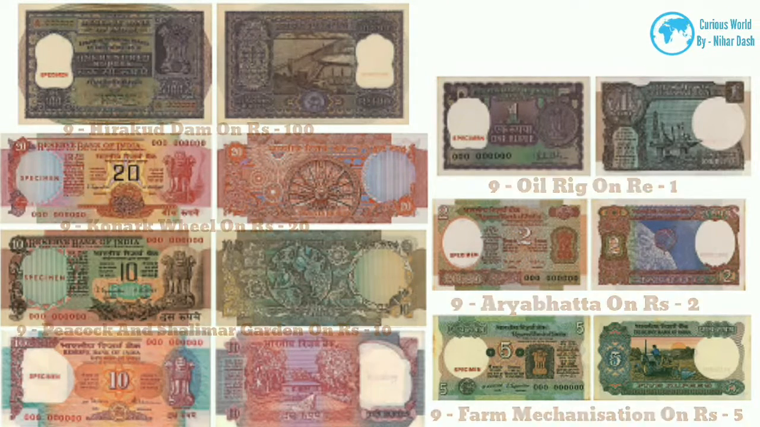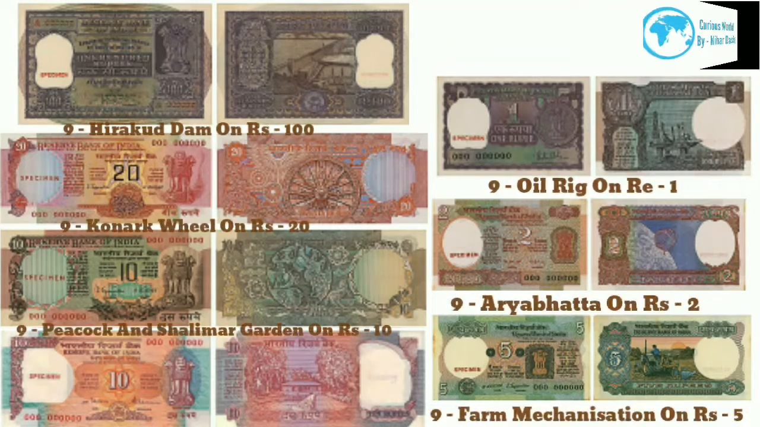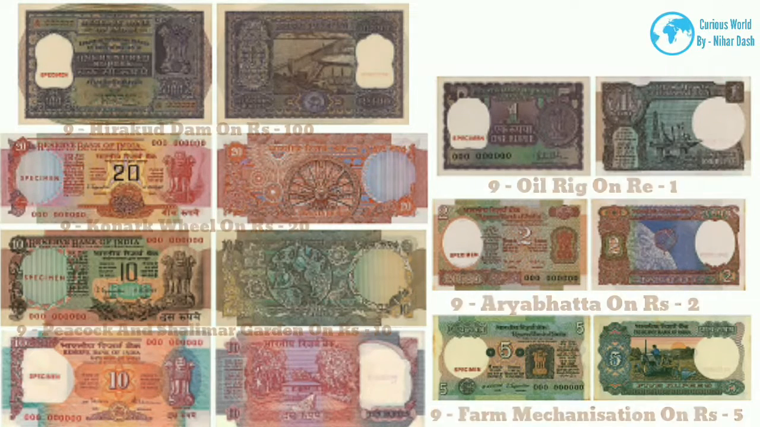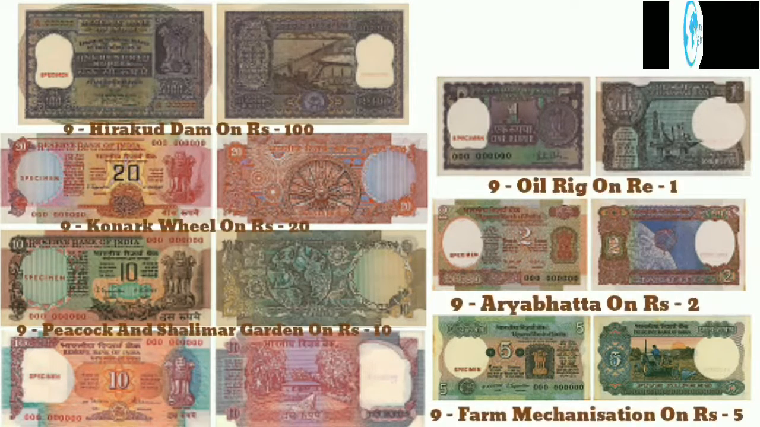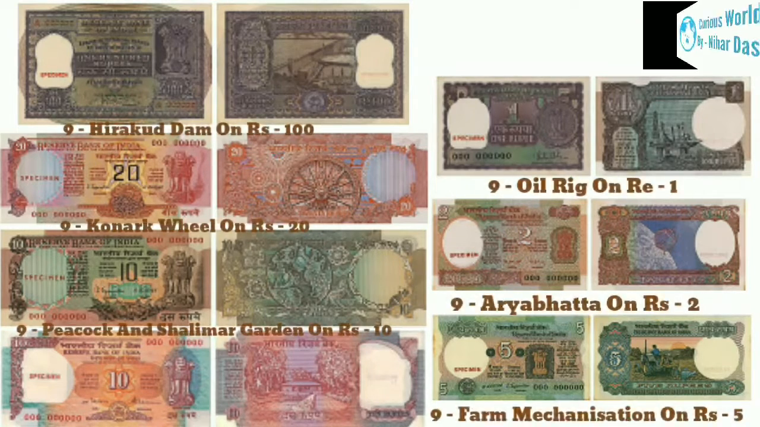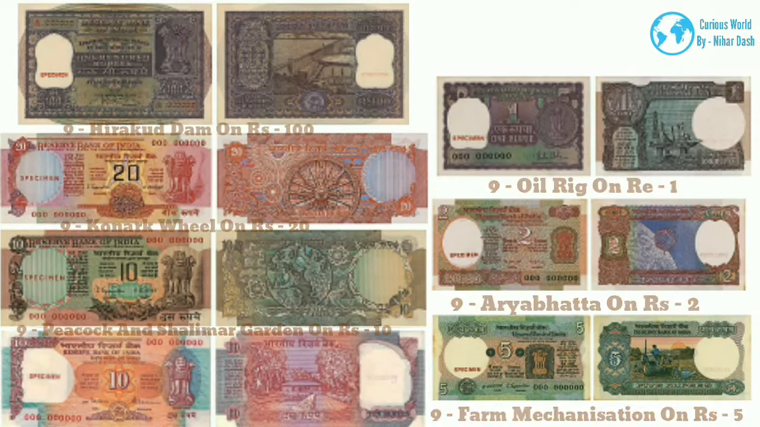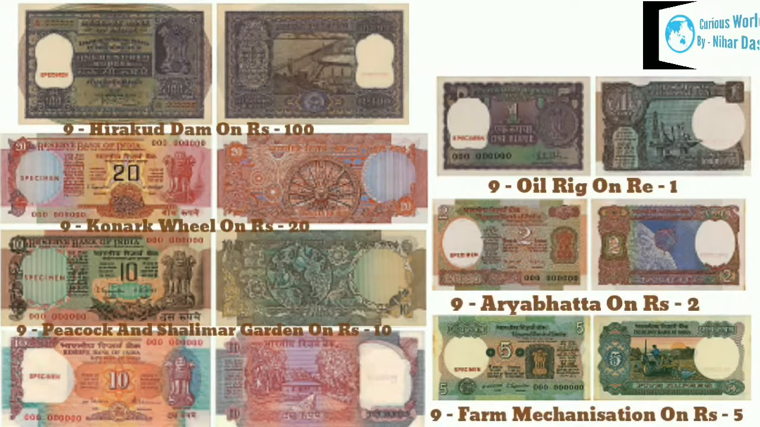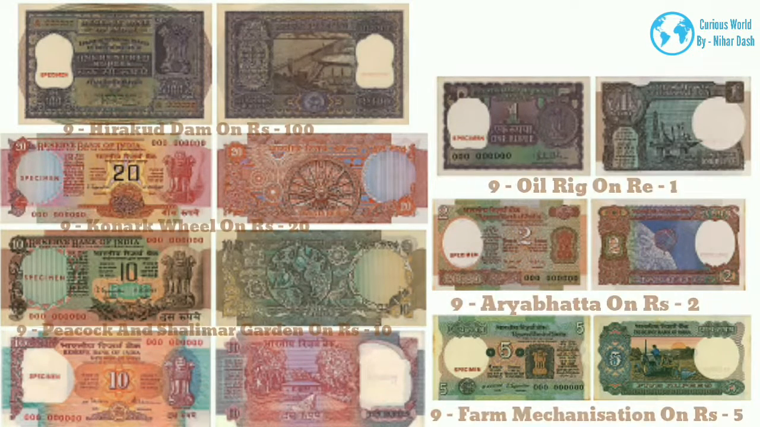Konark Wheel, Peacock, Shalimar Garden, oil rig on Re. 1, Ayurveda on Rs. 2, farm mechanization on Rs. 5, Peacock and Shalimar Garden on Rs. 10, Konark Wheel on Rs. 20, Hyderabad Dam on Rs. 100.